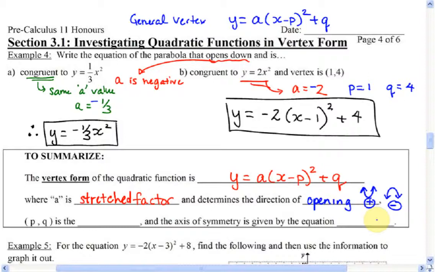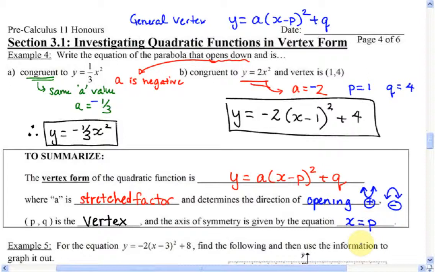We have a special name for p comma q. What would that be called? The vertex. Good. And this last one is kind of interesting. The axis of symmetry is given by the equation what? Well, remember the axis of symmetry was that line that cuts the parabola into two equal parts. Where does that line go through? The vertex. Good. So it's a vertical line. So we give the equation x equals something. And what's the horizontal coordinate of the vertex? It's p, so therefore it's x equals p. Okay?